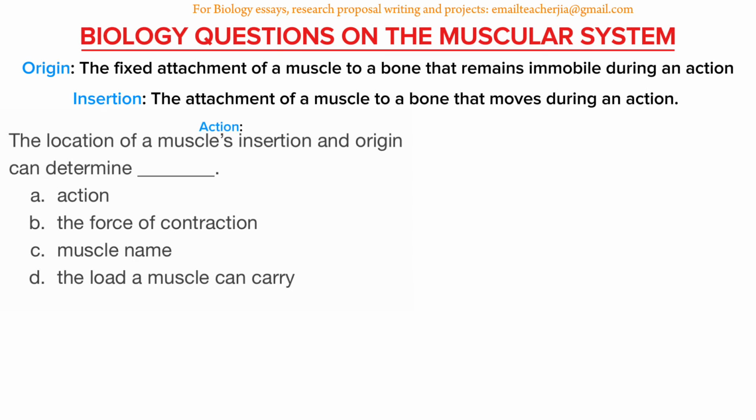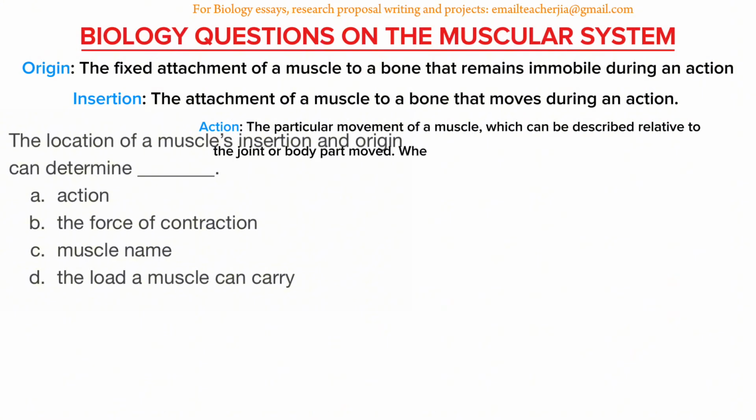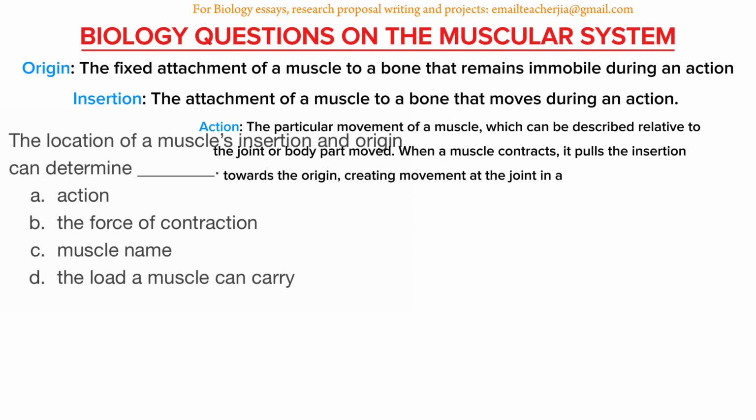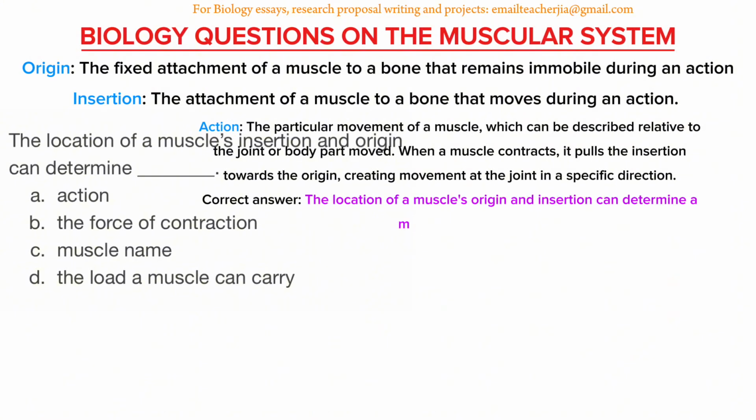So about an action, it is a particular movement of a muscle which can be described relative to the joint or body part moved. When a muscle contracts, it pulls the insertion towards the origin, creating movement at the joint in a specific direction. So our answer is the location of a muscle's origin and insertion can determine a muscle's action. Okay? So here's an explanation of the other options.